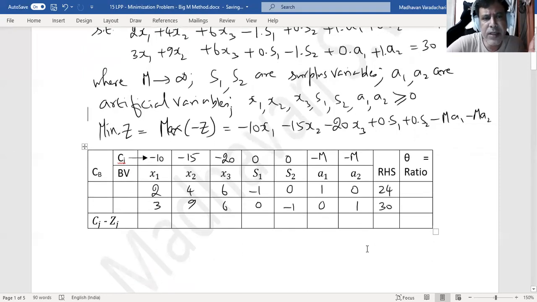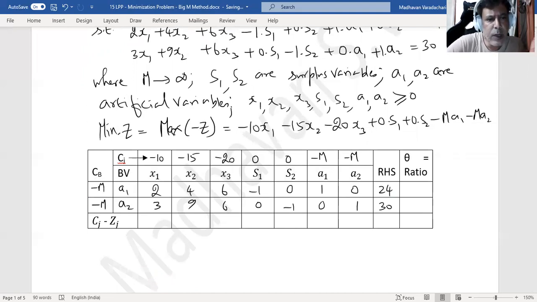Now what are the basic variables? The artificial variables forming an identity matrix will become your basic variables. So here it is A1, A2, because in that order we have 1, 0, 0, 1. First A1 will come and then A2 will come. What are the coefficients of those artificial variables? It is negative M and negative M.